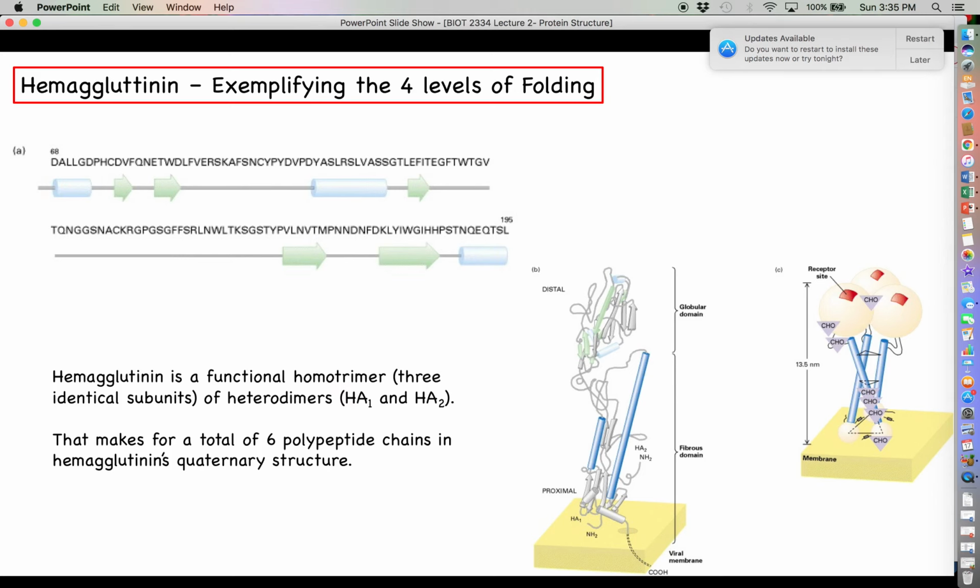So hemagglutinin does not exist as one polypeptide. It is actually what we call a homotrimer. Tri referring to the number 3, homo referring to the idea of being the same. So a homotrimer is a quaternary protein that consists of 3 identical units of the same polypeptide. Basically, the cell that the virus infects is going to make 3 copies of the hemagglutinin protein, and then those 3 proteins will come together to form the quaternary structure. And you can see the quaternary structure over here on the right, and it looks a lot more complicated.